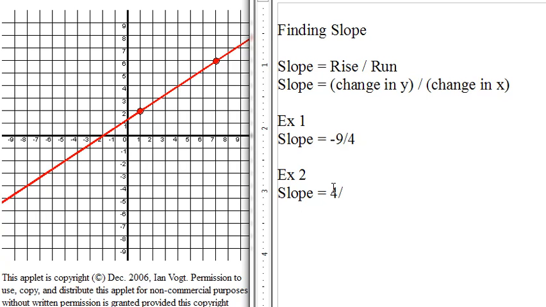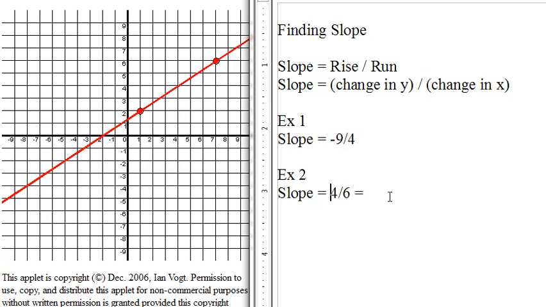And then the change in x, it's going from 1 up to, looks like 7. So the x coordinate here is 7. The x coordinate here is 1. 7 minus 1, that's the change, would give me 6. So 4/6 is the slope, but this fraction can be reduced because 4 and 6 are both divisible by 2.